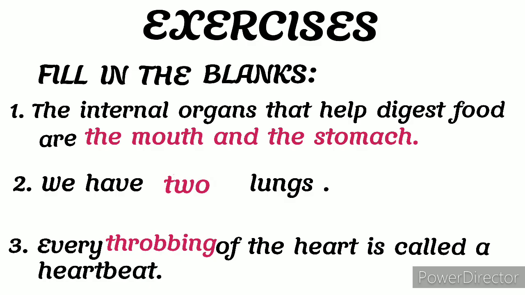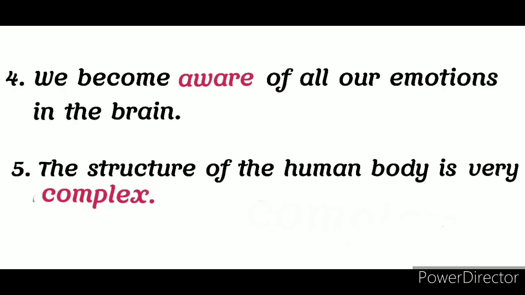Fill in the blanks. The internal organs that help digest food are the mouth and the stomach. We have two lungs. Every throbbing of the heart is called a heartbeat. We become aware of all our emotions in the brain. The structure of the human body is very complex.